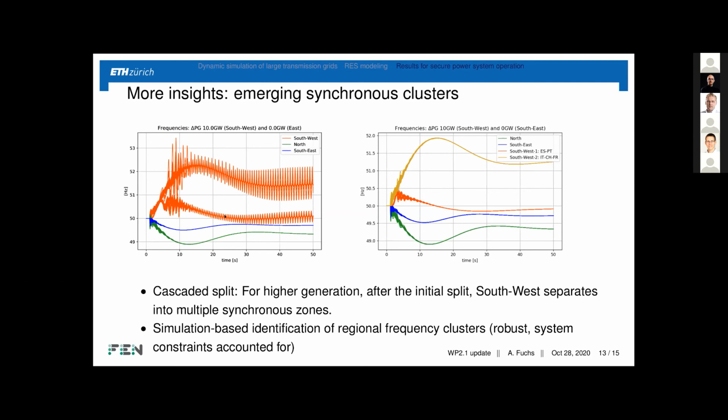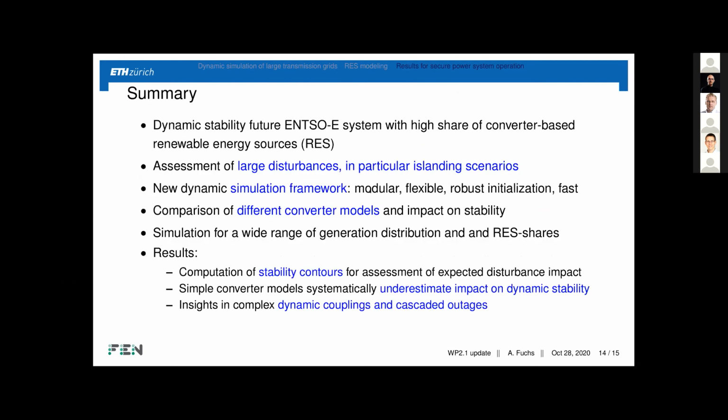With this, I can show you the same summary I showed in the beginning. Main takeaways: we can compute stability contours for the complex system. It's important to note that the impedance model will likely underestimate the impact of converters on dynamic stability, so look into this if you use impedance models. And with this simulation, you can get insights into dynamic couplings and cascaded outages.